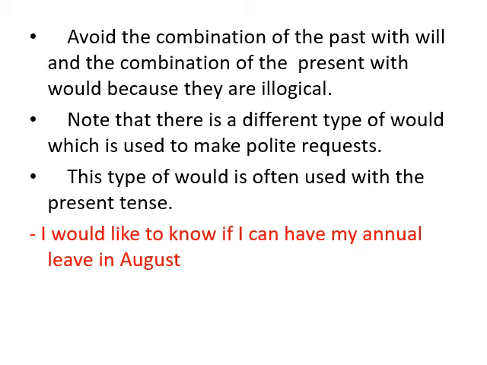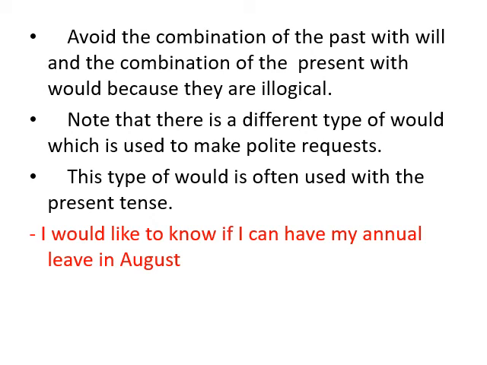Note that there is a different type of would which is used to make polite requests. ساعات أنا بستعمل would عشان أطلب شيء بأدب أو بذوق. يعني أقول مثلا would you please pass the salt. Would you please pass the salt. أنا مش هنا بستعملها علشان أتكلم على زمن. ده just to make a polite request طلب مهذب.